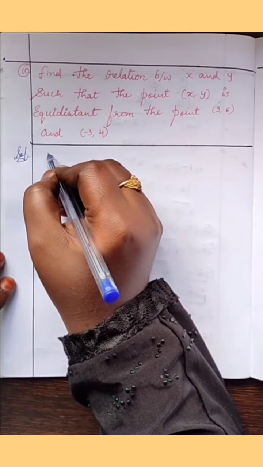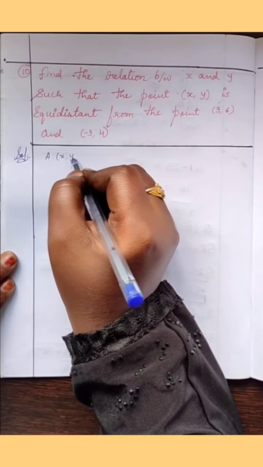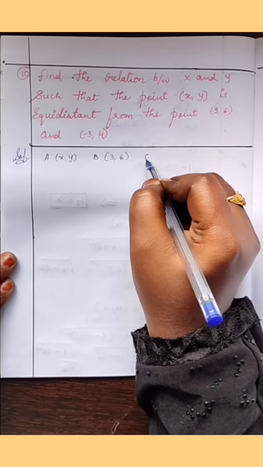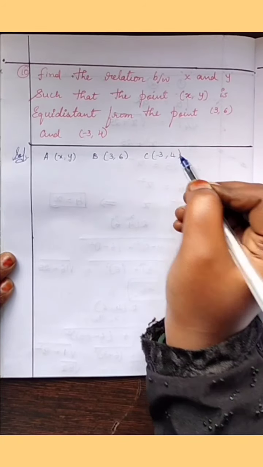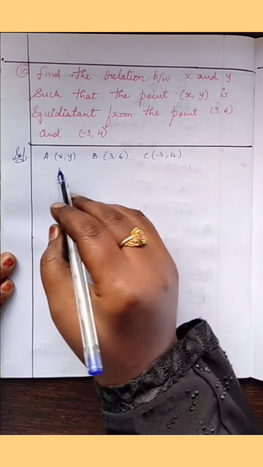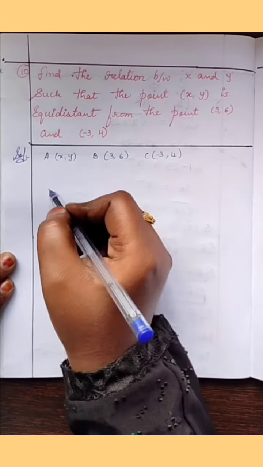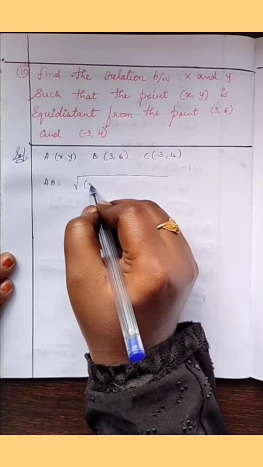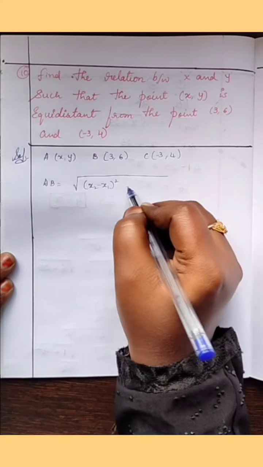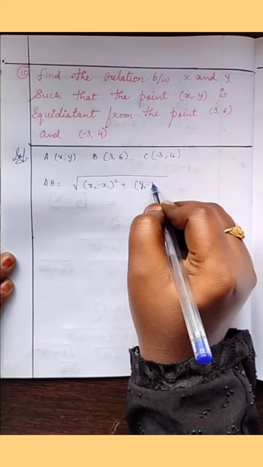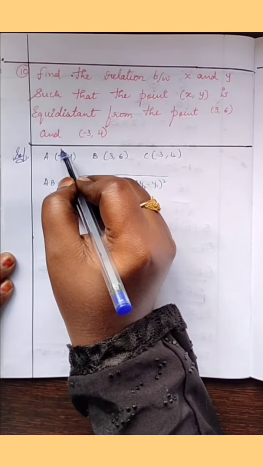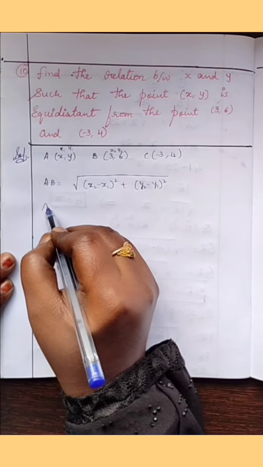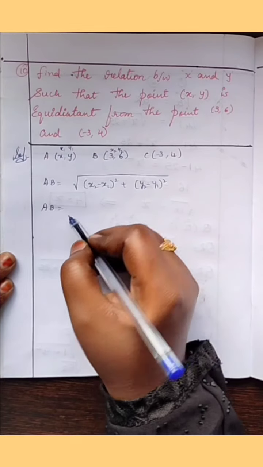Consider A as (x, y), the point B as (3, 6) and C as (minus 3, 4). Now substitute in the distance formula, calculate the AB distance and AC distance. AB equals root of (x2 minus x1) whole square plus (y2 minus y1) whole square. Consider this as x1, y1 and this as x2, y2. Now calculate the AB distance.